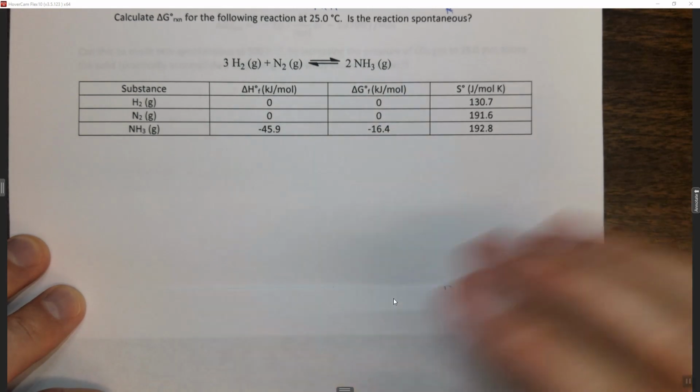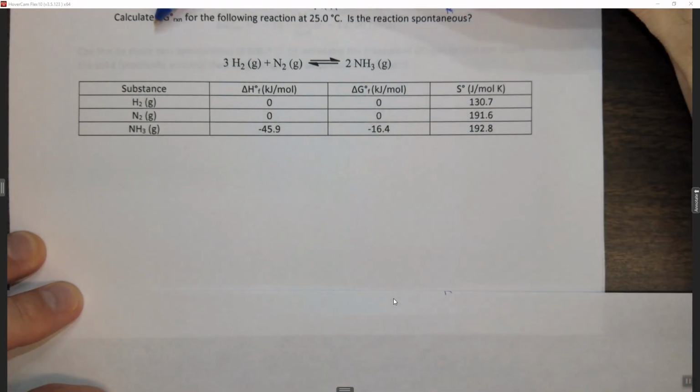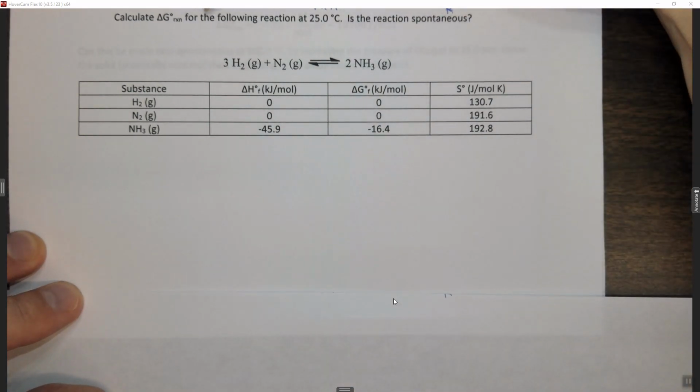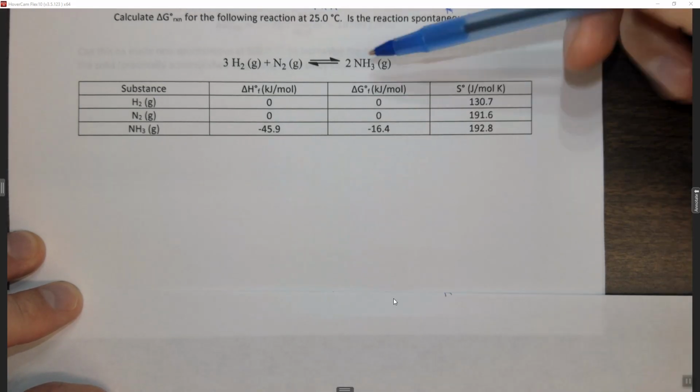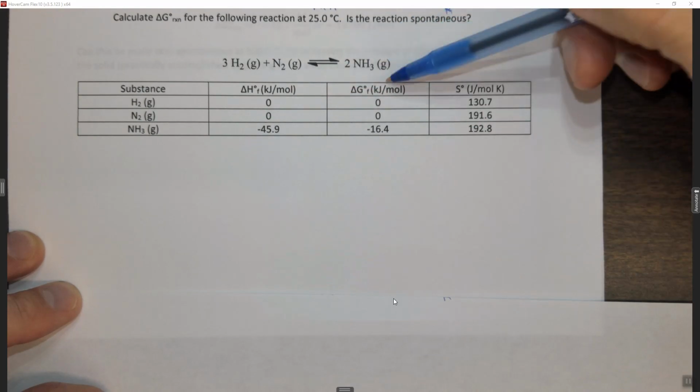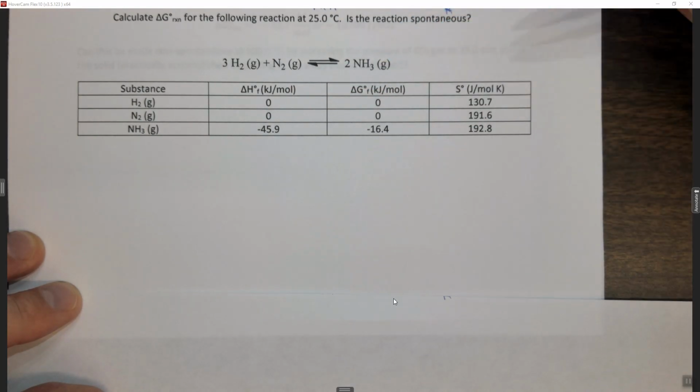So if you haven't seen the previous question, it's a good idea to start with that one. But it says calculate the delta G naught of the reaction for the following reaction at 25 degrees C. Is the reaction spontaneous? So now you'll notice the table now has delta H, delta G, and delta S.